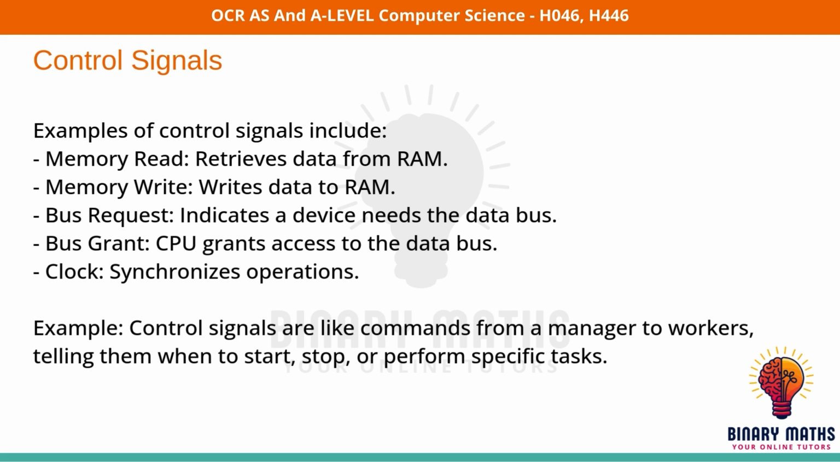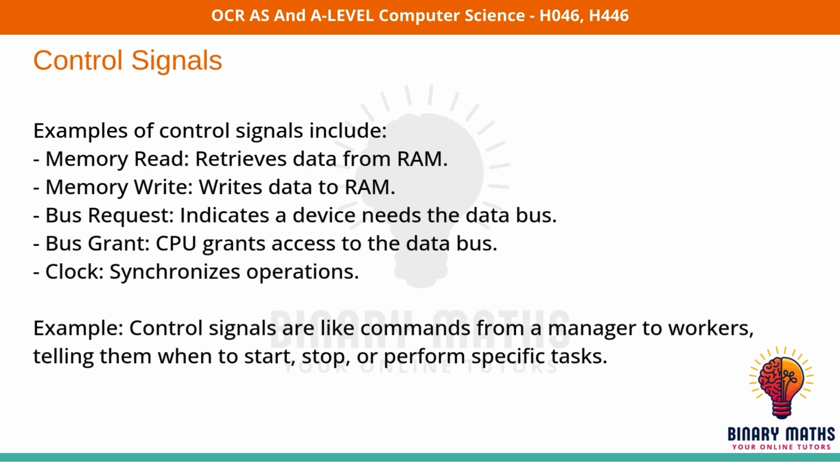Memory read and memory write signals are used to transfer data between the CPU and memory. When the CPU needs to read data from memory, it sends a memory read signal, and when it needs to write data to memory, it sends a memory write signal.